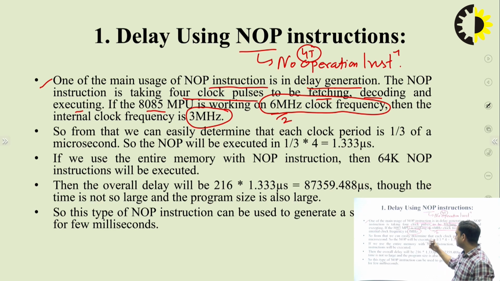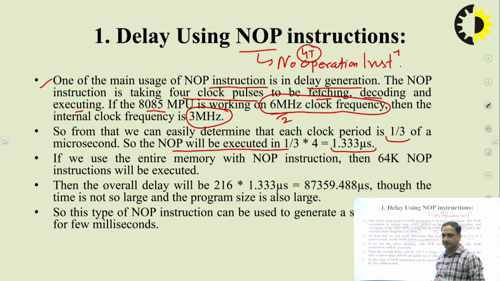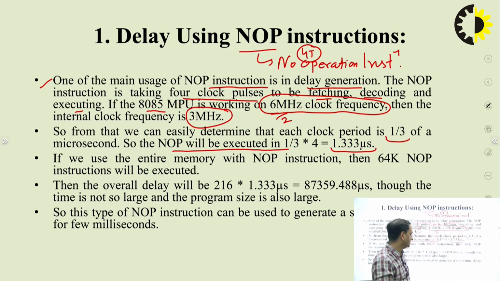So always, whenever we use any clock frequency at the input of the 8085 microprocessor, it will be divided by 2. This divide by 2 frequency is the effective frequency on which the 8085 microprocessor internally works. From that we can easily determine that each clock period is 1 by 3 microsecond. So the NOP instruction will execute in 1 by 3 into 4, which gives 1.333 microsecond. I hope this point is clear to all of you.